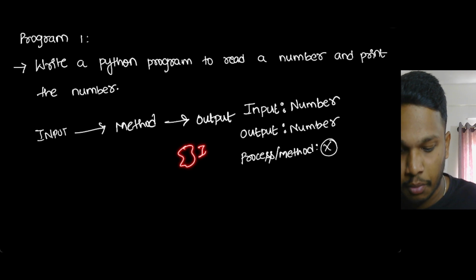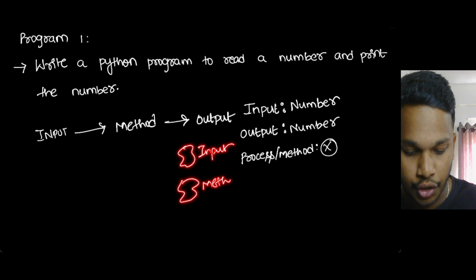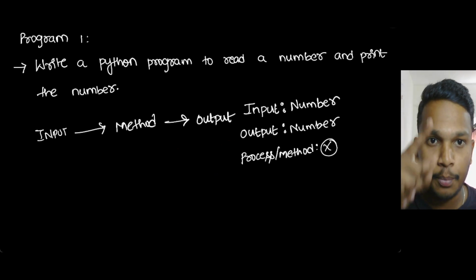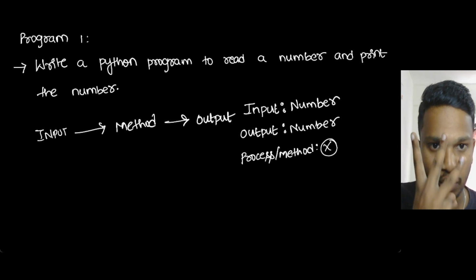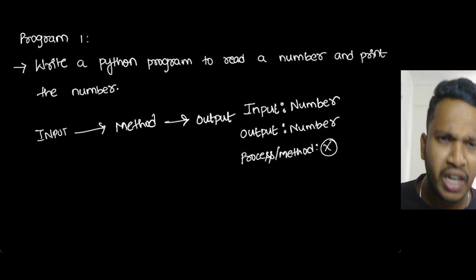First few lines are input, the next few lines are method, meaning the process you should do. The next few lines will be output. Make this concept very clear: input, method, output. Whenever you are working on some problem, you should ask these three questions: input, method, output. This will make the problem very clear.